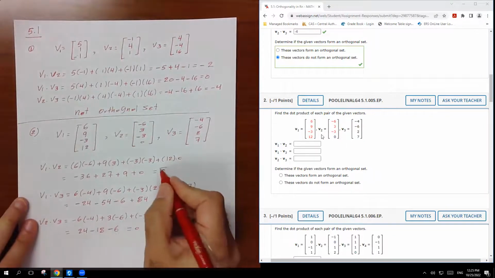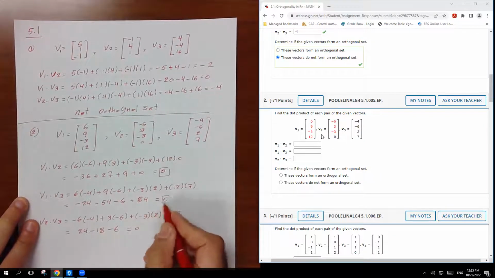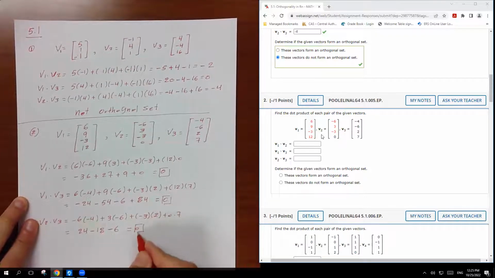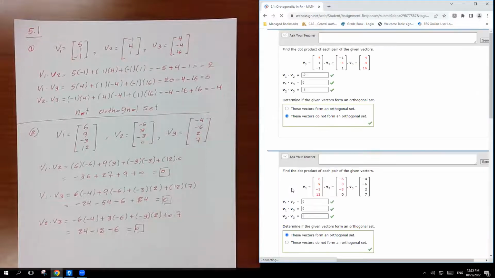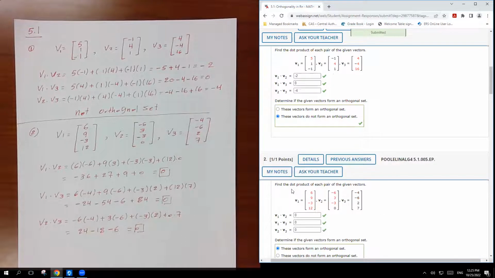So now the multiplication of V1, V2, or V3 equals 0. In this case, that means this is an orthogonal set. These three vectors, or this set, is an orthogonal set, because the dot product between any two vectors from this set equals 0.